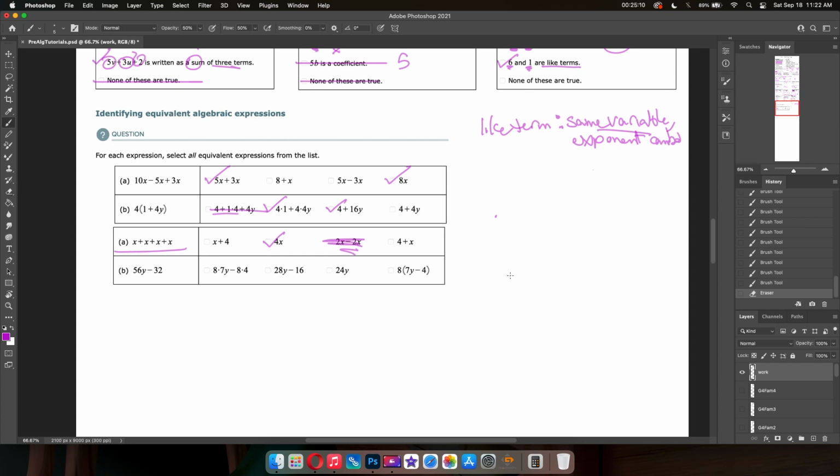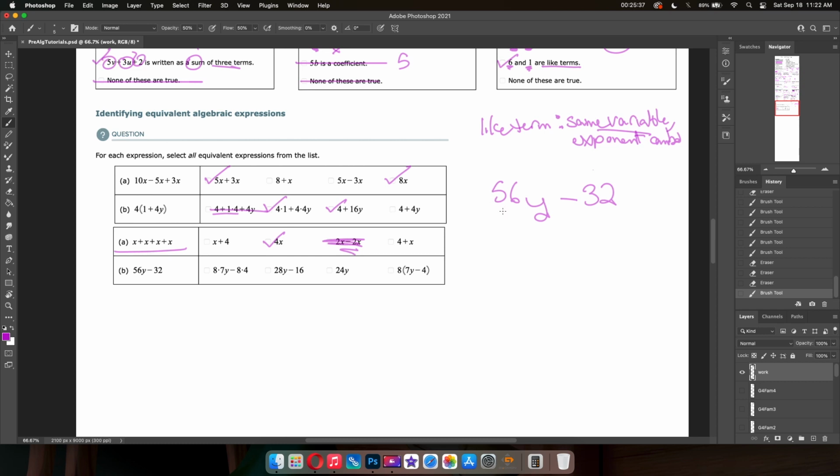And now for the last one, what do we have? We have 56y minus 32. Now this one can be legitimately hard for students because what you need to do in your brain is kind of do distribution in reverse. And not everyone can, because their math facts might be weak or maybe they haven't seen it in a while from Goal 2, so it might be a little bit hard to see.